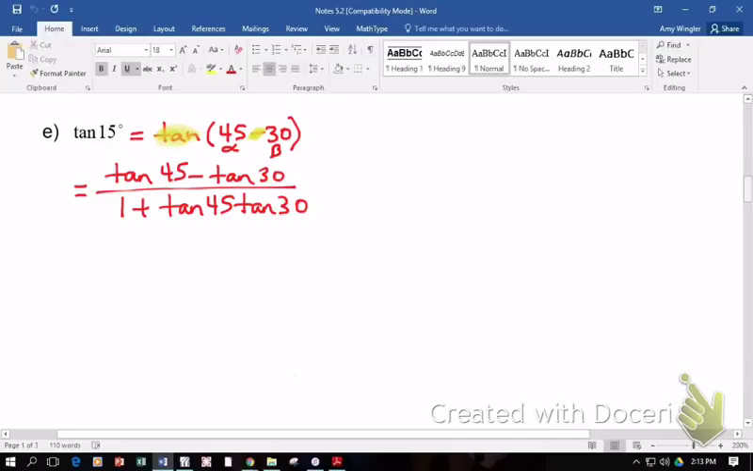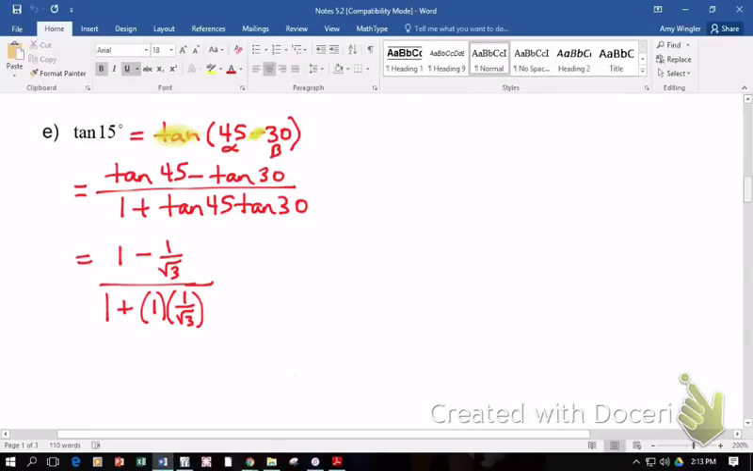I'm going to go to my unit circle. The tangent of 45 degrees is 1. The tangent of 30 degrees is 1 over radical 3, because tangent's y over x. And then on bottom, it's going to be 1 plus the tangent of 45, which is 1, times the tangent of 30 degrees, which is 1 over radical 3.